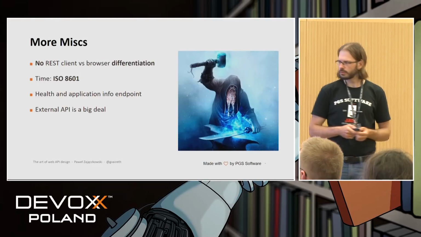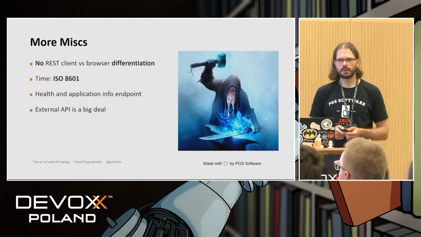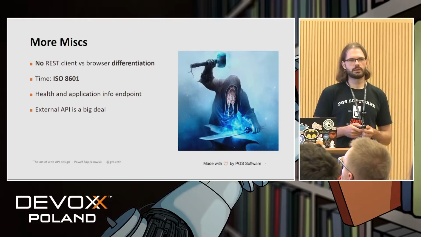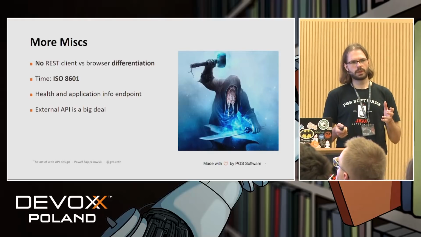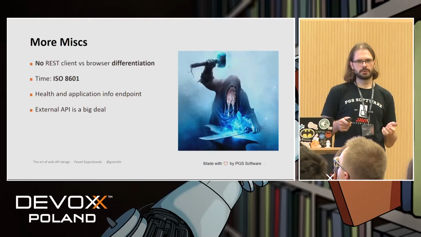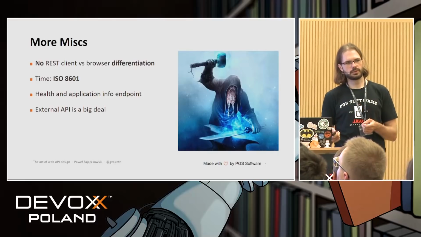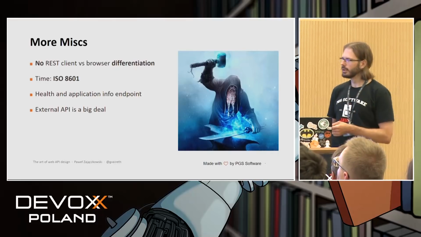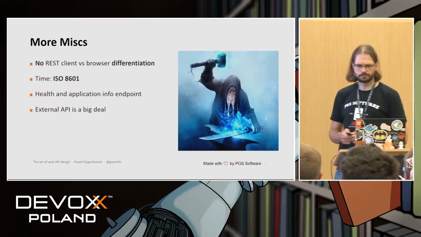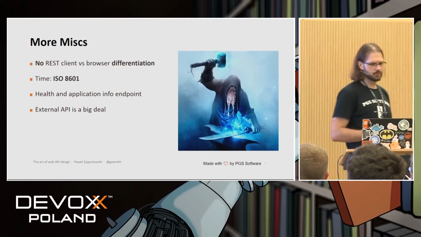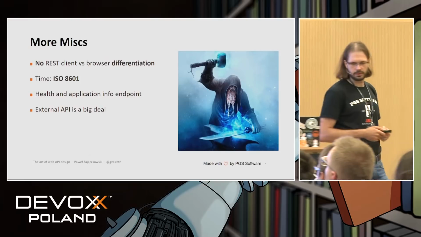Yeah, REST clients and browsers. There are some API vendors who have an idea that if somebody accesses the API from a web browser, it means we want to return HTML instead of JSON. It's generally a bad idea. We have content negotiation for that. We have a standard for time, so let's not invent our own standard for that.